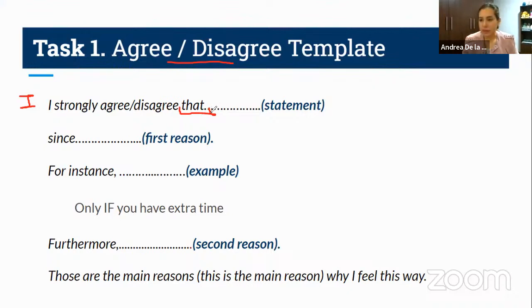Okay? Careful with this. You need to say that. You can't say with, you can't say about, you can't say of or anything else. You need to say that. I strongly disagree that online courses are more effective. I strongly disagree that cats are better than dogs. Strongly disagree that students shouldn't use their phones. Whatever it is that you have.